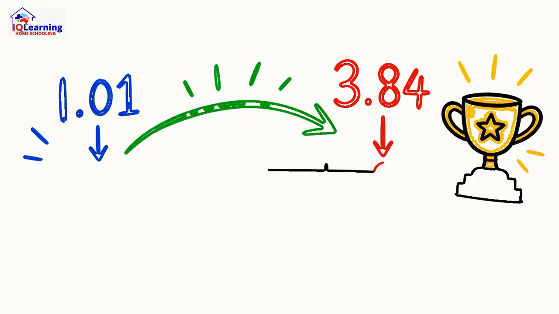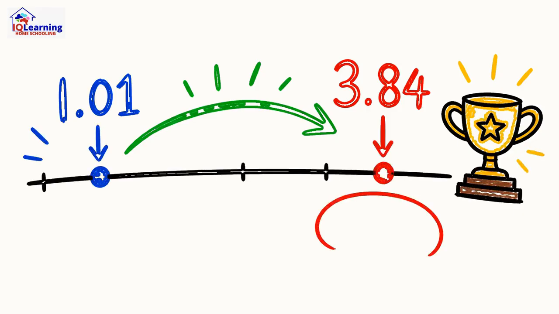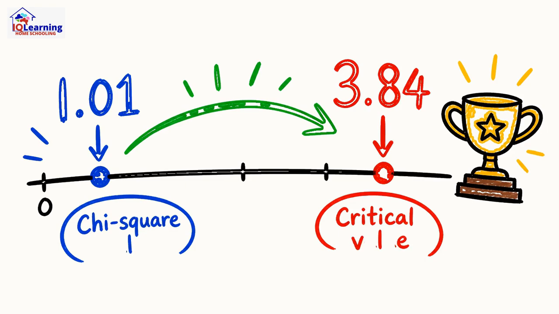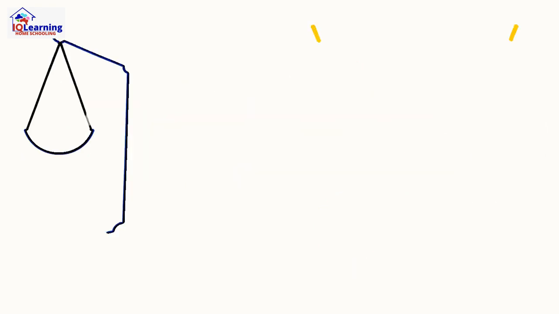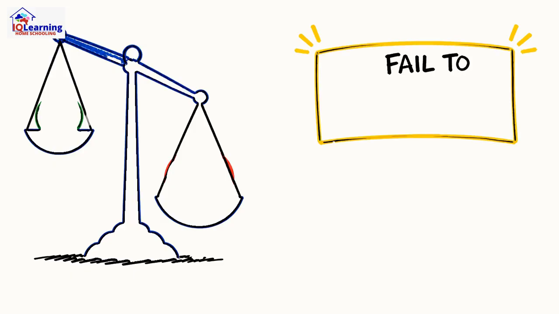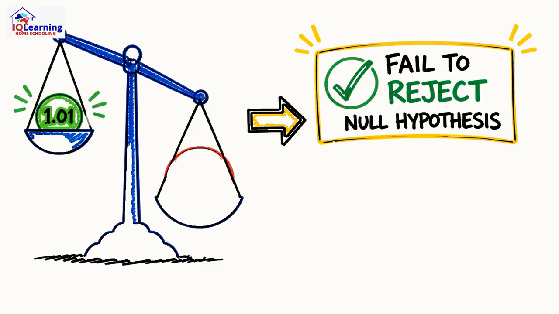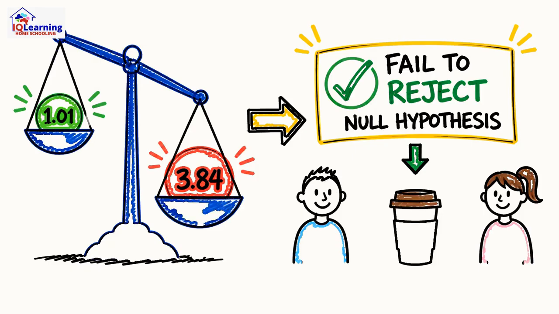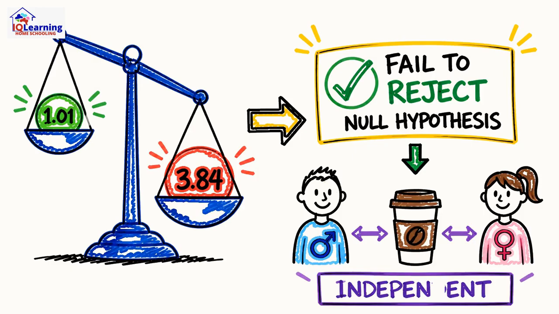To make a decision, we compare that number to a statistical benchmark, a critical value. In this case, the benchmark was 3.84. Since our 1.01 is much smaller, we fail to reject the null hypothesis. The observed link isn't statistically significant. Gender and coffee preference appear to be independent.